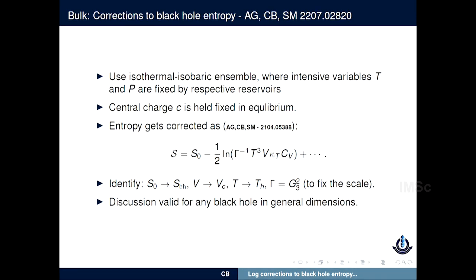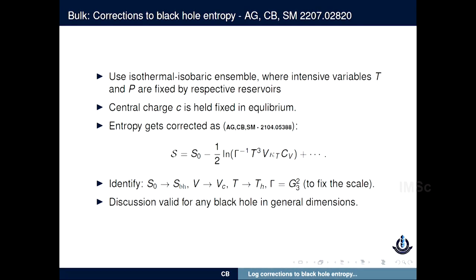Okay, so what did we do? What we did was, we employed the same isothermal isobaric ensemble, okay, with the same variables. We held the central charge C fixed in equilibrium for the time being, and if you compute, the corrections come out to be in this form. These are not very different from the earlier computation we did. The only difference is that the volume now has to be identified with Vc rather than the thermodynamic volume.